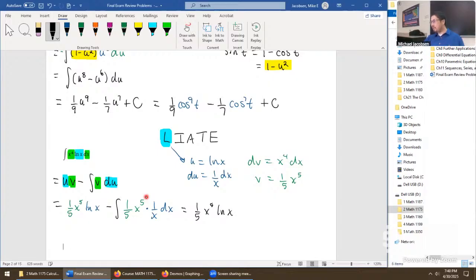So it's a fifth natural log x minus, let's write in 1/5, integrate x to the power 4 dx. So a fifth x to the power 5 natural log x minus another fifth here. Really, it's just doing this whole process once more. So minus a 25th x to the power 5 plus the constant. And we've done it, folks. That's our second integration by parts problem.